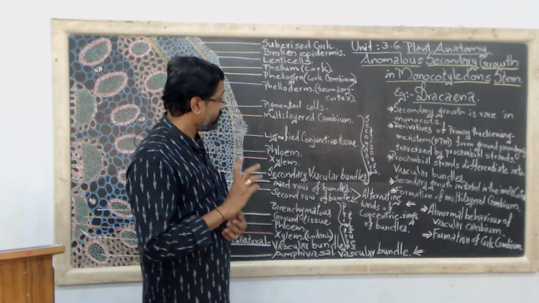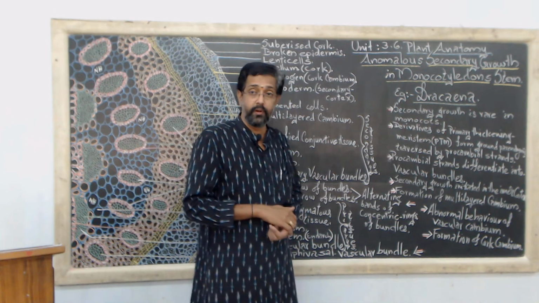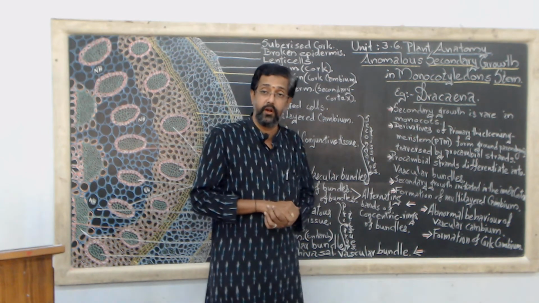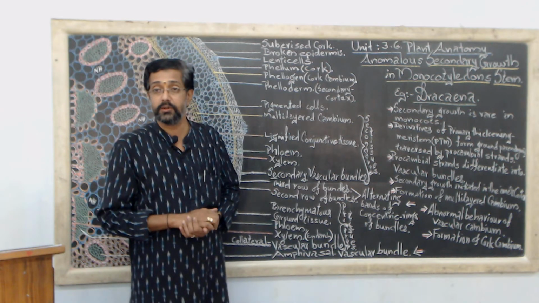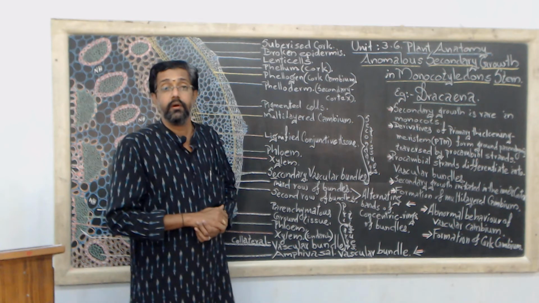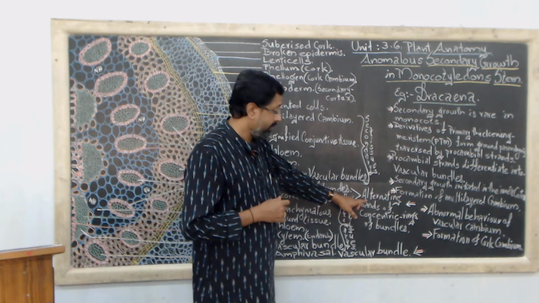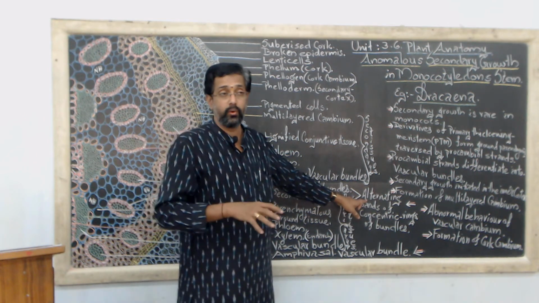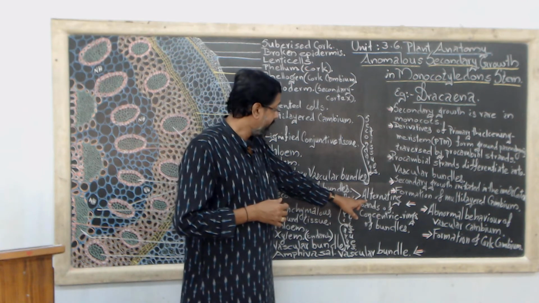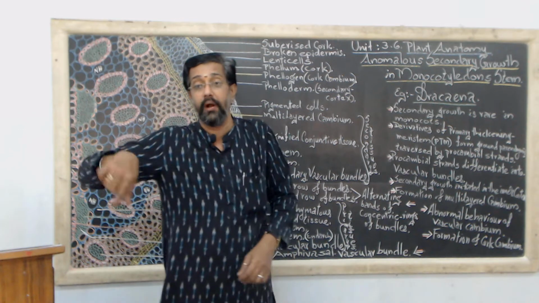And usually such bundles are formed from the primary thickening meristem, that is, from the multilayered cambium which is developed in the ground tissue as part of anomalous secondary growth in thickness. Here we can see such bundles placed in the outer regions of the stem of Dracaena. They are alternating bands of concentric rings of bundles.